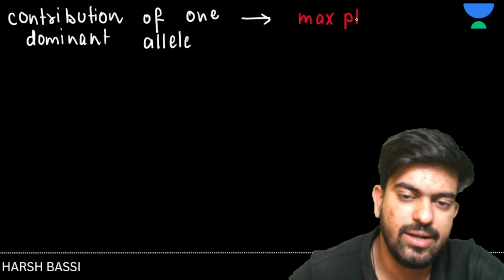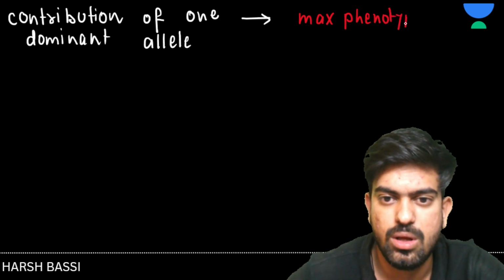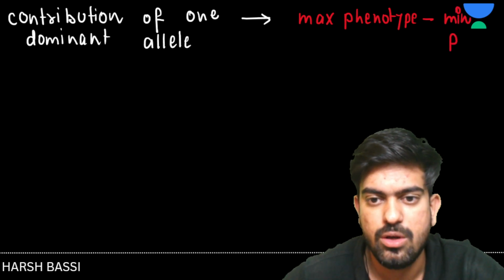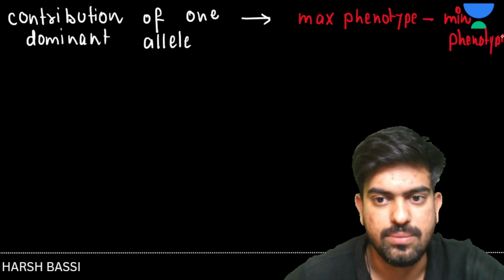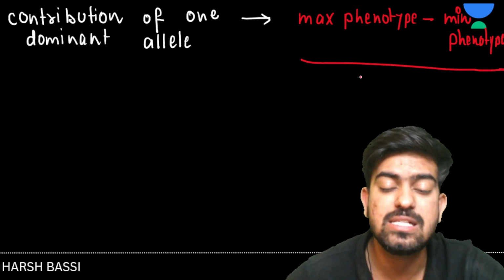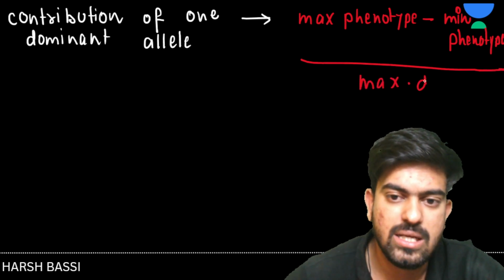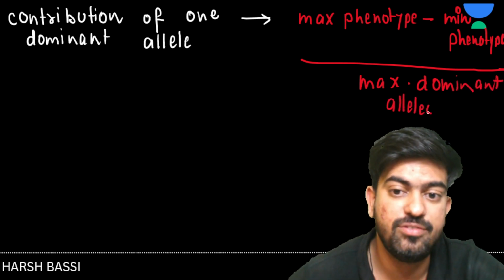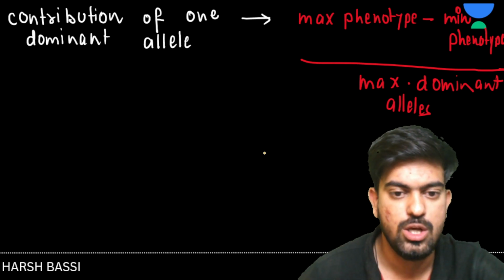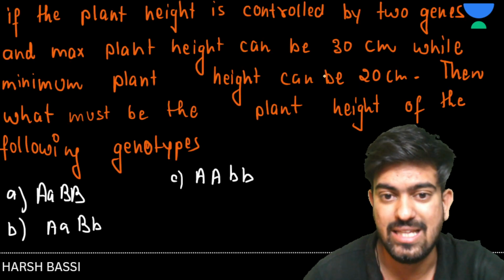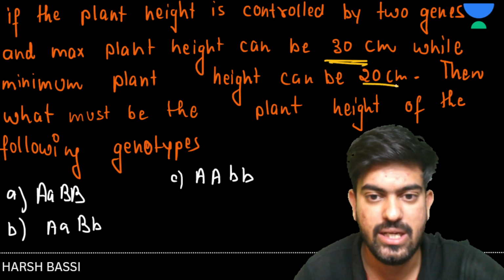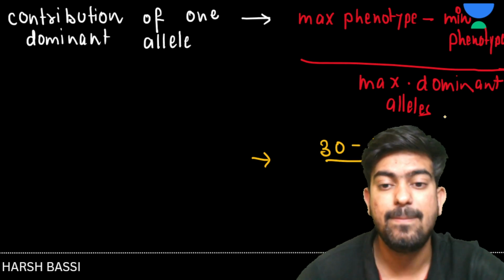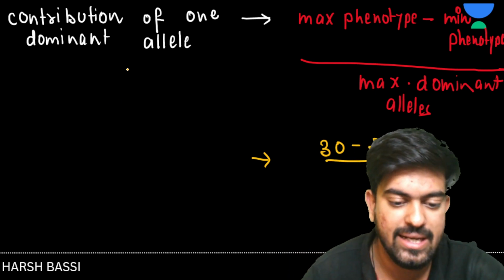So we can calculate it by maximum phenotype minus minimum phenotype, divided by the maximum number of dominant alleles, whatever the maximum number of dominant alleles possible, you have to write. So sir, here what's there in the question? It's saying that 30 centimeter is the maximum height and 20 centimeter is the minimum height, yes or no? So I will go with 30 minus 20 upon maximum allele possible.